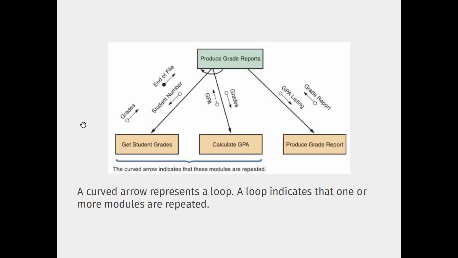Okay, so now that we have seen the selection, these are the repetitions. This arrow indicates a repetition. So whenever you provide a student number, this will give us the grades and also the indication of end of the file.